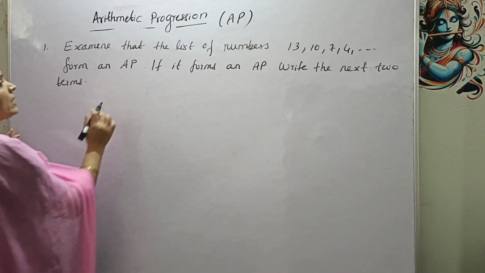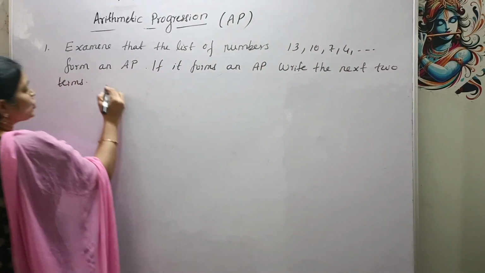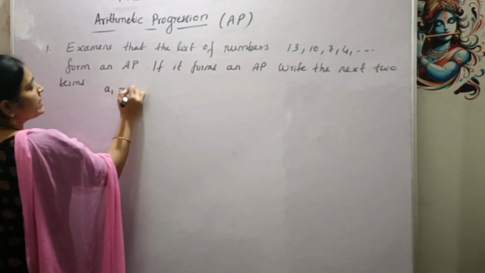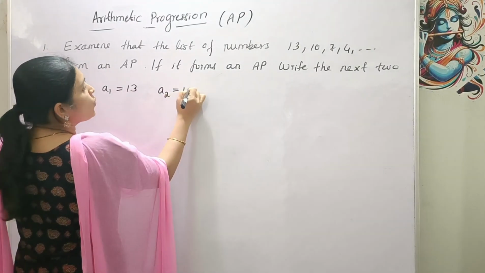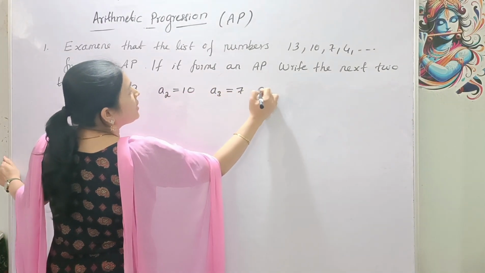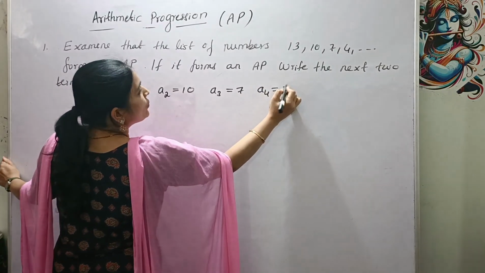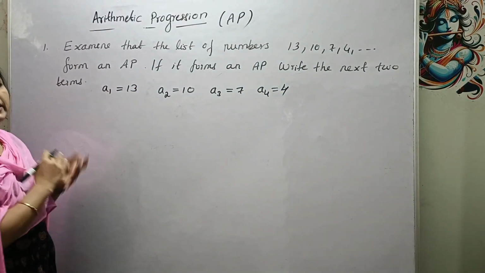For that, first of all, here 4 terms are given, right? So first term A1 is equal to 13, second term A2 is equal to 10, third term A3 is equal to 7, fourth term A4 is equal to 4. Right? Now let's find the difference.